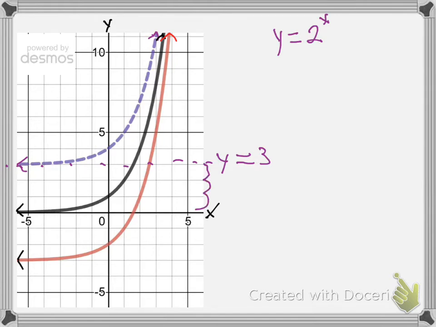In examples where you don't have the translated graph and the original graph on the same graph, what you've got to do is just count your spaces. Count how far you have to move that function to get it back to where your asymptote is at the x-axis. For that purple function, we have to move it down 3. So each point on that purple graph, you want to move down 3.